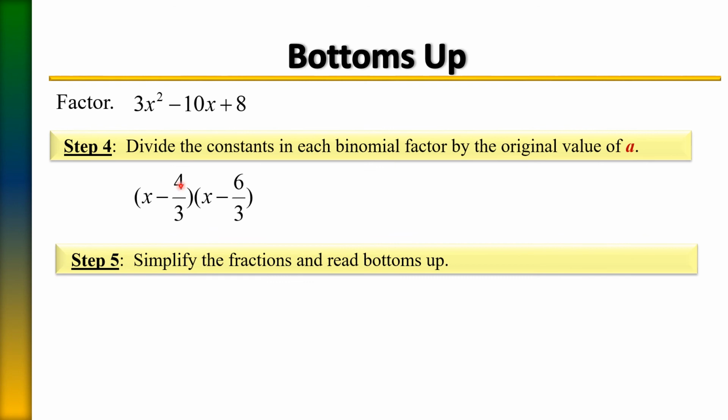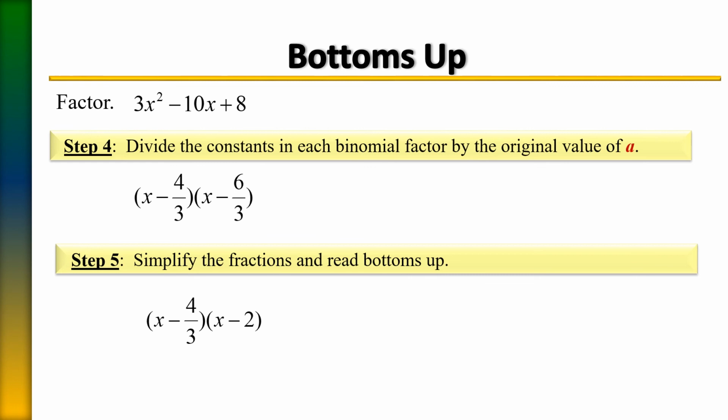So the first fraction, 4/3, we cannot simplify any further. It is already simplified. Let's look at the second fraction, 6/3. Yes, we can simplify that because 6 divided by 3 equals 2. So when we simplify, this is what it looks like. Now we're going to read bottoms up and we're done.